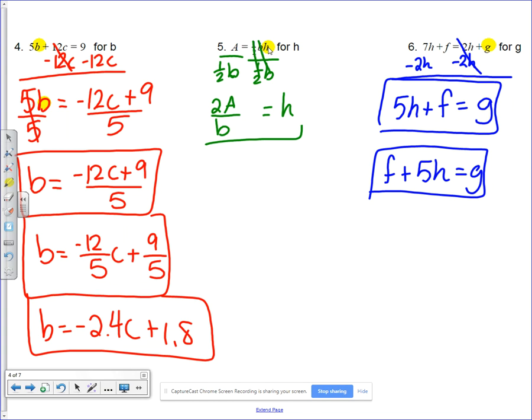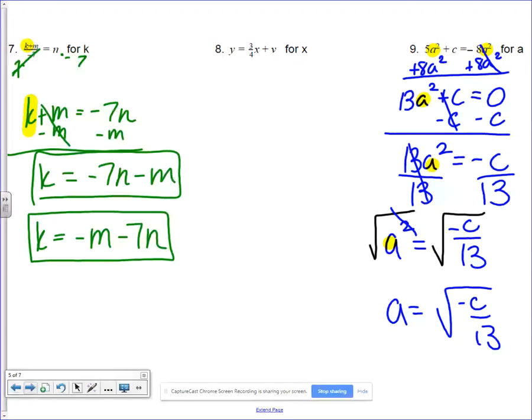Which leaves me with number 8. I am trying to isolate the x. First step's pretty easy. What are you getting rid of first? Subtracting it. So I have y minus v is equal to 3/4 x.